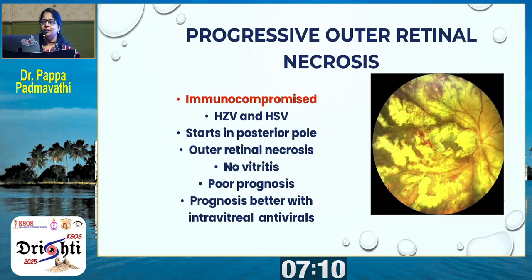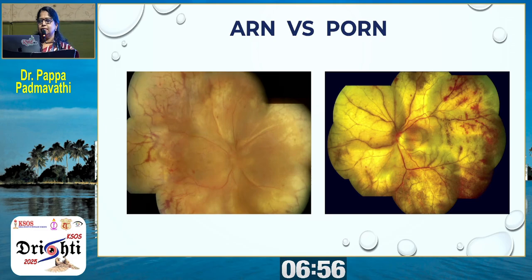It has got a fulminant course and causes bilateral blindness and no vitritis because it is immunocompromised patients, and prognosis is better with intravitreal antivirals, not much response to systemic antivirals. So this is the difference. So you can see in ARN starts from the periphery, but PORN is mostly in the posterior pole, and more of vitritis and hemorrhages you can see in acute retinal necrosis.